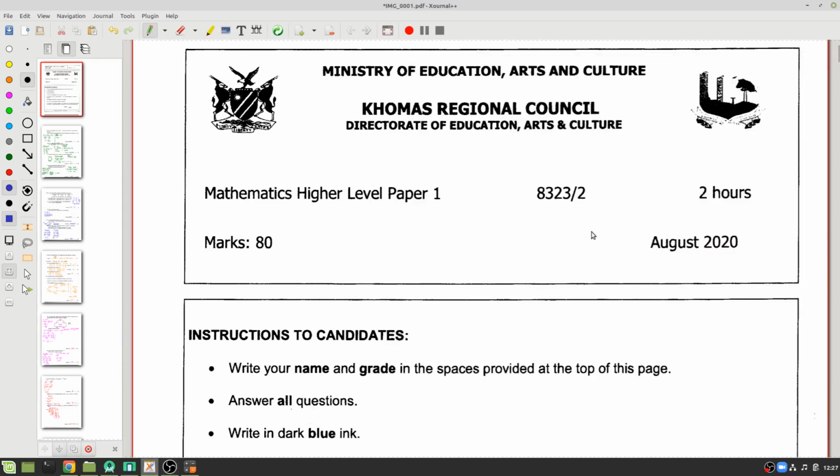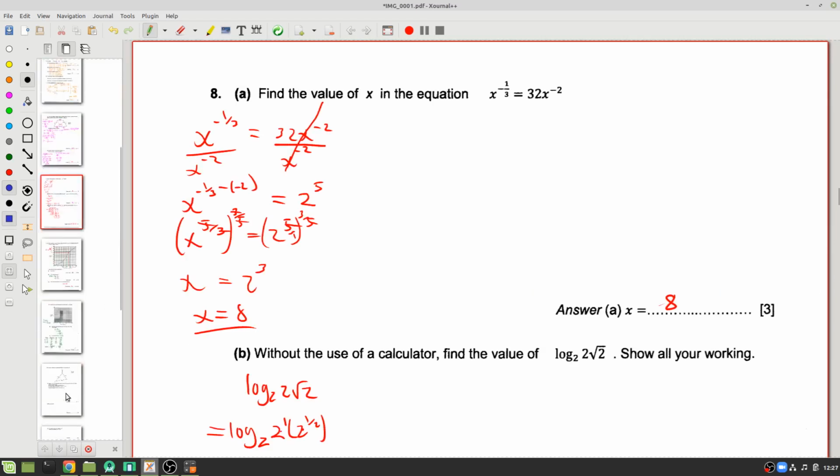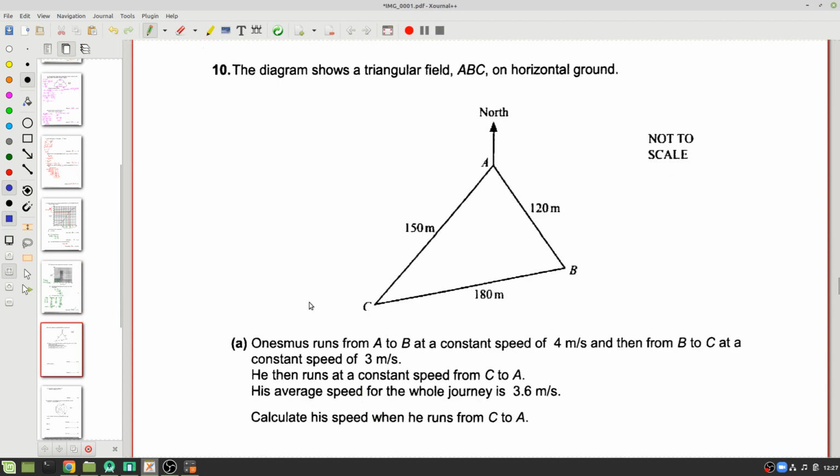Alright, so we are continuing with the August 2020 Mathematics Higher Level Paper 1 Khomas Region exam. And today we are on question 11.